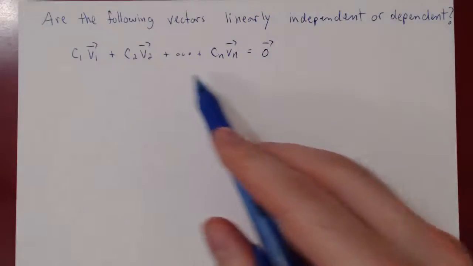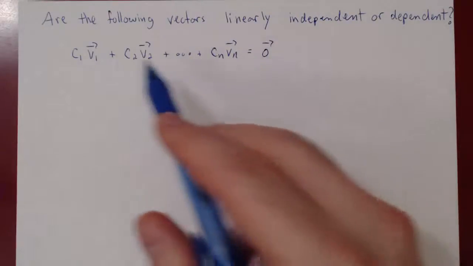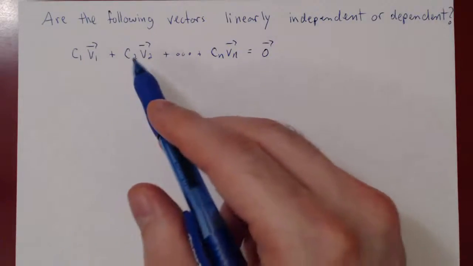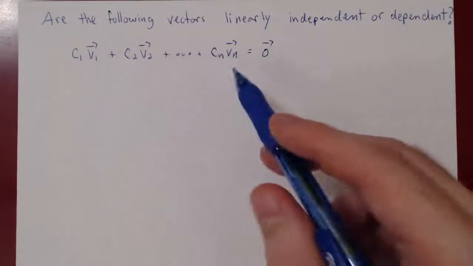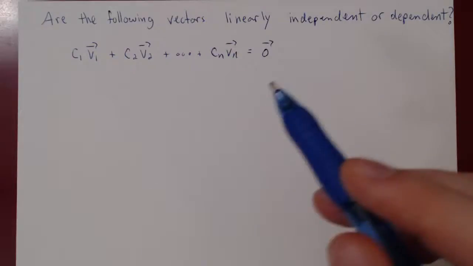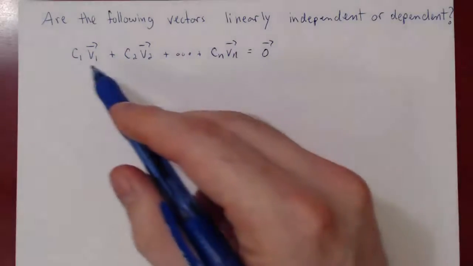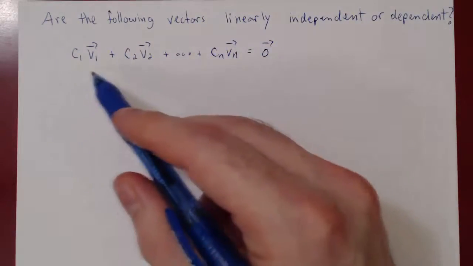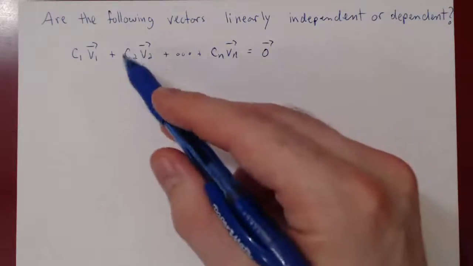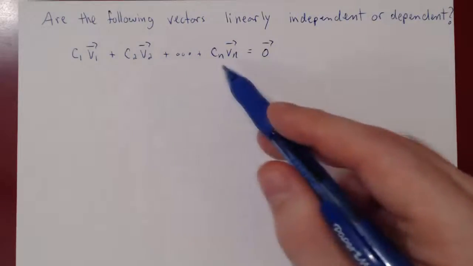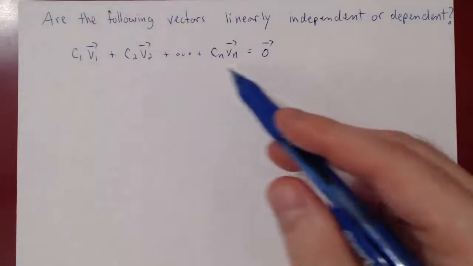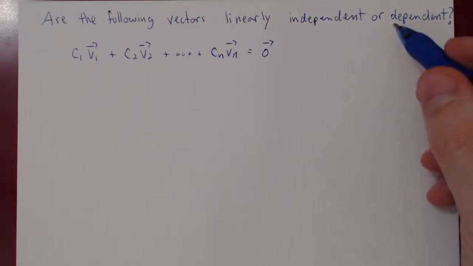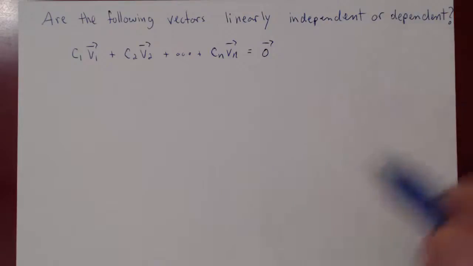Now, if the only solution is the trivial solution, where c1 equals 0, c2 equals 0, up to cn equals 0, then the vectors are linearly independent. On the other hand, if we can find a non-trivial solution, a solution to this equation where at least one of the coefficients, whichever one, is non-zero, then we have more than the trivial solution, and so the vectors are said to be linearly dependent.